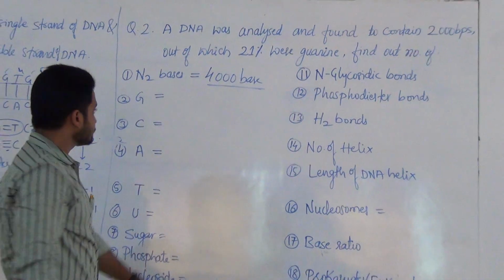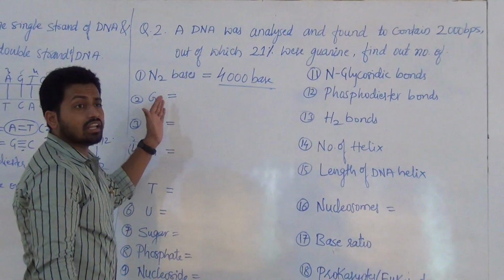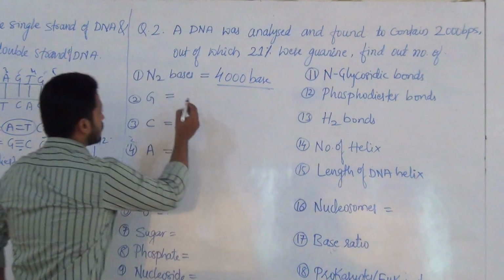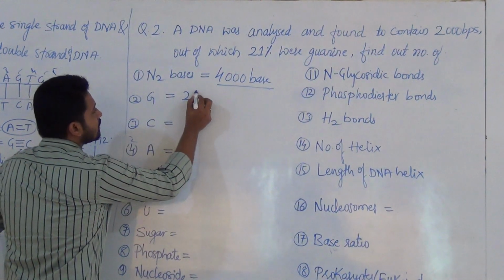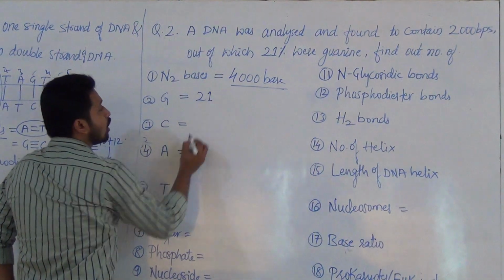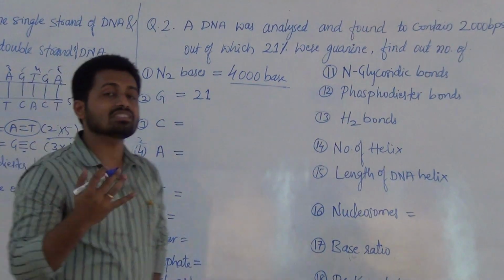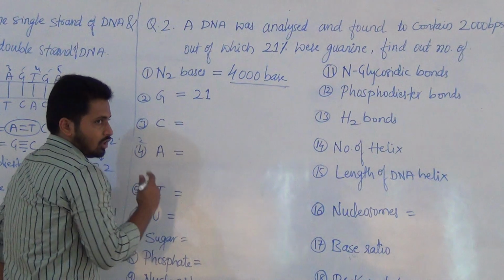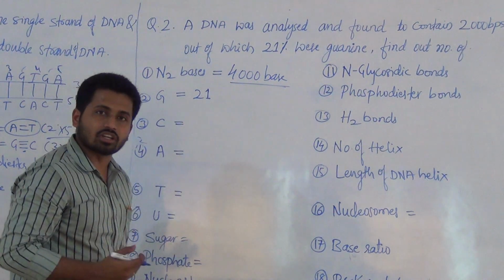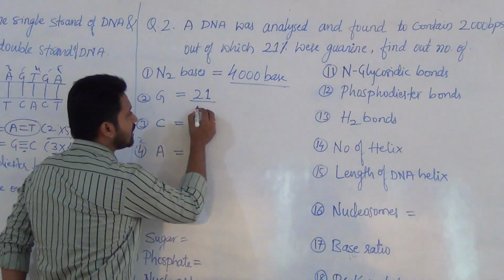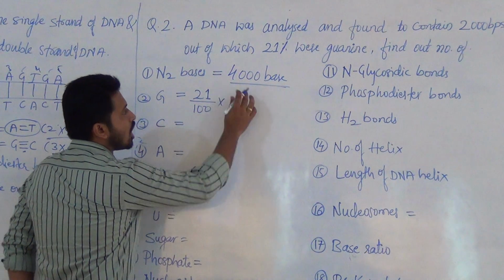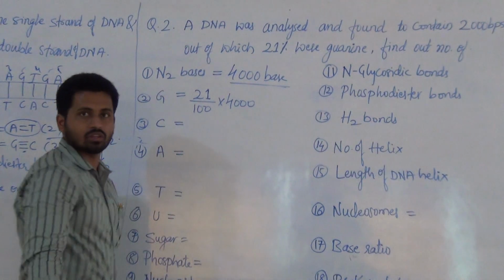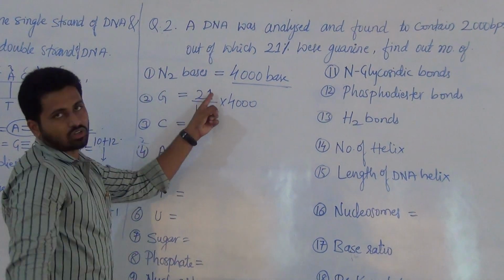4000 bases here. Next, guanine. How much is it? Already given, 21%. First we have to calculate how many pieces of guanine are present. To calculate the percentage, we divide by 100 and multiply by the number of bases, 4000. Already given is 21.